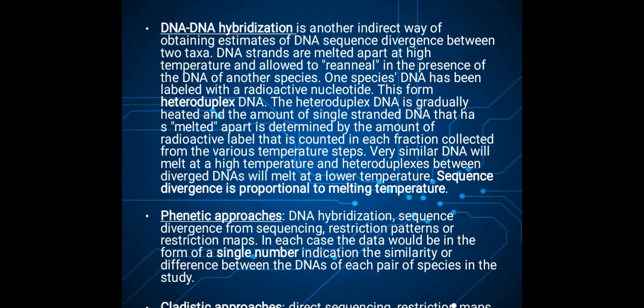Phenetic approaches: DNA hybridization, sequence divergence from sequencing, restriction patterns or restriction maps. In each case, the data would be in the form of a single number indicating the similarity or difference between the DNAs of each pair of species in the study. Brown bear, polar bear, Asiatic black bear, American black bear, sun bear, sloth bear, spectacled bear, giant panda, raccoon dogs, then lesser panda.